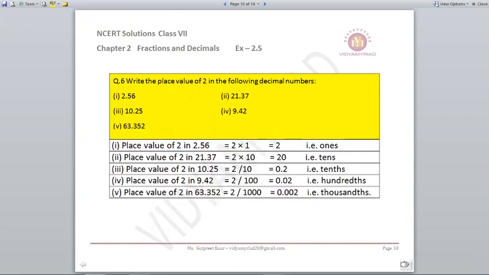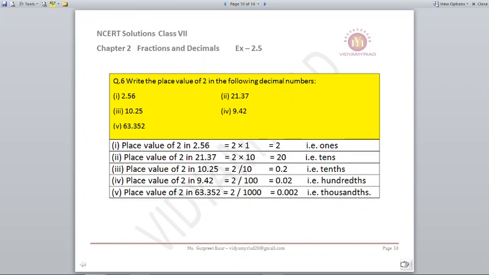Question number 5. Write the place value of 2 in the following decimal numbers. Now see where are these, whether they are on the right side or on the left side. So 2.56, 2 is at the ones place. We know that because 2 will be multiplied by 1. So it is at 1 place. Second part, 21.37. Here the 2 is at the tens place. So 2 will be multiplied by 10, which will give you 20. So we will write it tens.